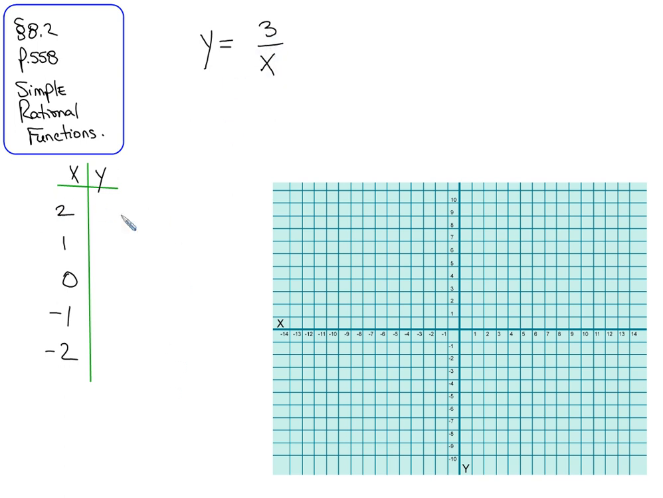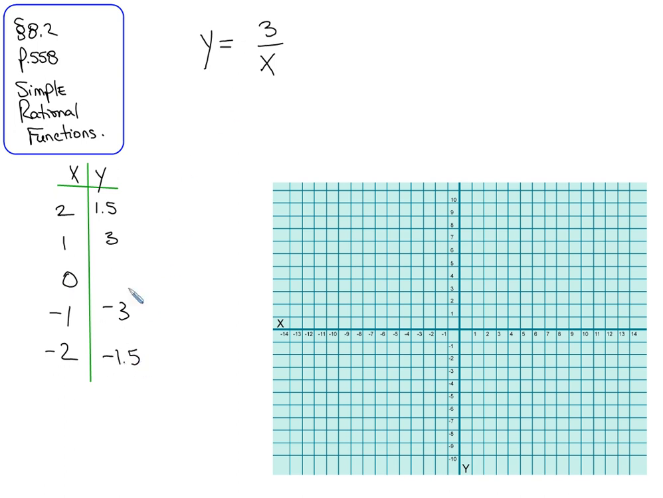When I plug in 2, what's 3 divided by 2? 3 halves, right? Or 1 1/2, so 1.5. I highly recommend that you guys use your calculator to help you figure these things out. Remember, you're not allowed to give me decimals as a final answer, but your T-chart is not the final answer. The graph is. So any final answers cannot have decimals, but your T-chart can. If I plug a 1 in, what's 3 divided by 1? 3. If I plug a negative 1 in, we get negative 3. If I plug a negative 2 in, that gives me negative 1.5.